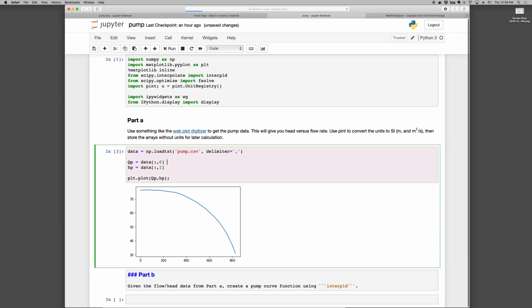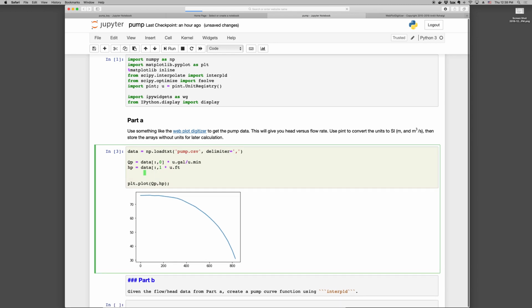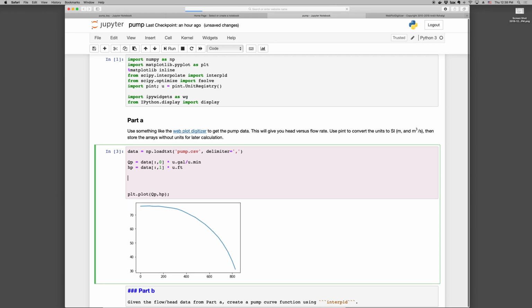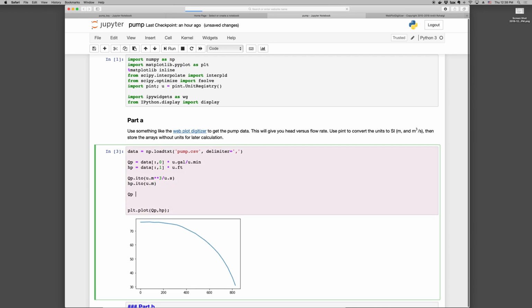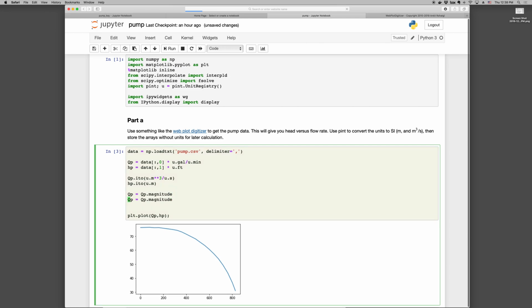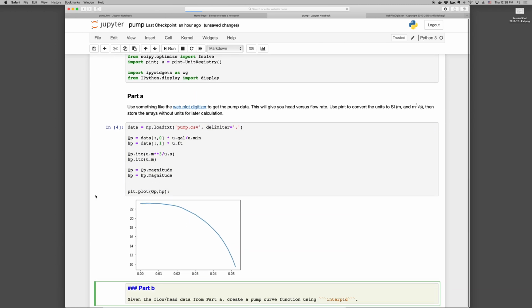Pint times U dot gallons per U dot minute and U dot feet, and then we can convert those units. QP.ito, we'll turn that into u dot meters cubed per second, and for HP we'll turn that into meters, and then we'll let QP equal QP dot magnitude to get rid of the units, and HP likewise. And then when we plot these, we just get different scales, so that'll be just fine.